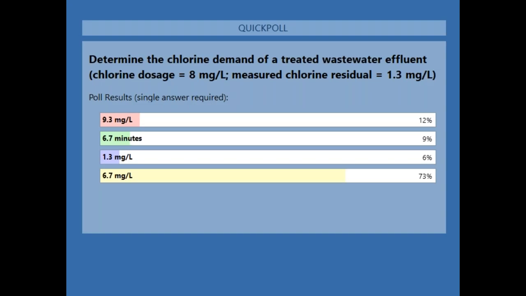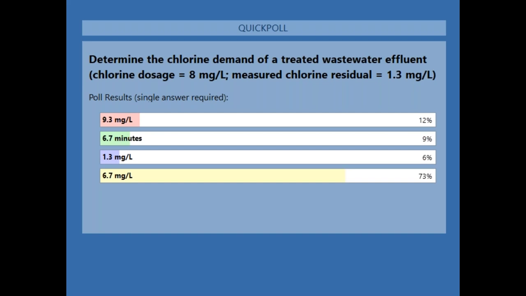There are your results, if you can see those. Yes, I can. So it looks like most of us got the correct answer, which is 6.7 milligrams per liter. It looks like a couple people answered 6.7 minutes, so it's possible that we solved it correctly, we just didn't see the correct units. And the first answer is 9.3 milligrams per liter.